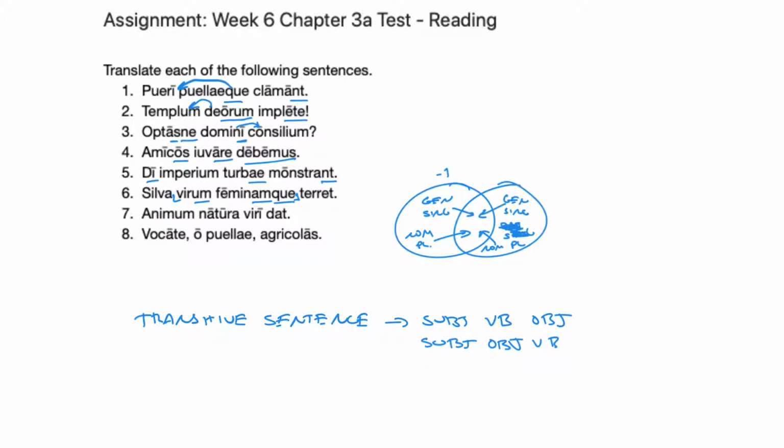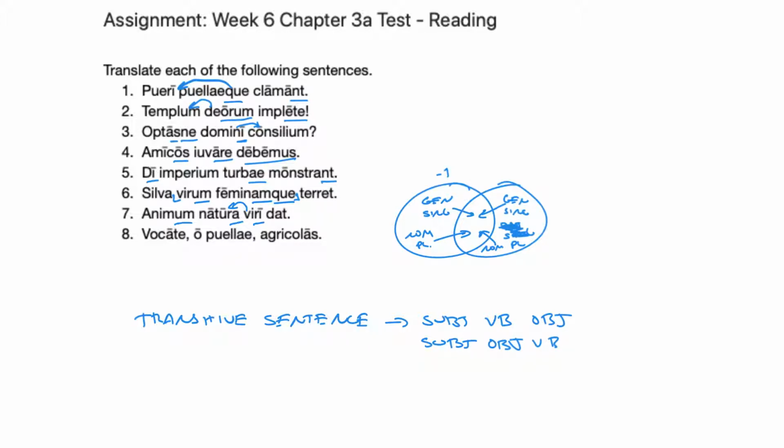Number 7, animum natura viri dat. Animum, with that um ending, is going to be the accusative. Natura, with that a ending, is going to be the subject. And then that leaves viri with that I ending, which of course can be nominative plural, as having to be a genitive. It is further confirmed that viri is genitive by the fact that dat is singular. If viri were nominative, it would have to be plural.